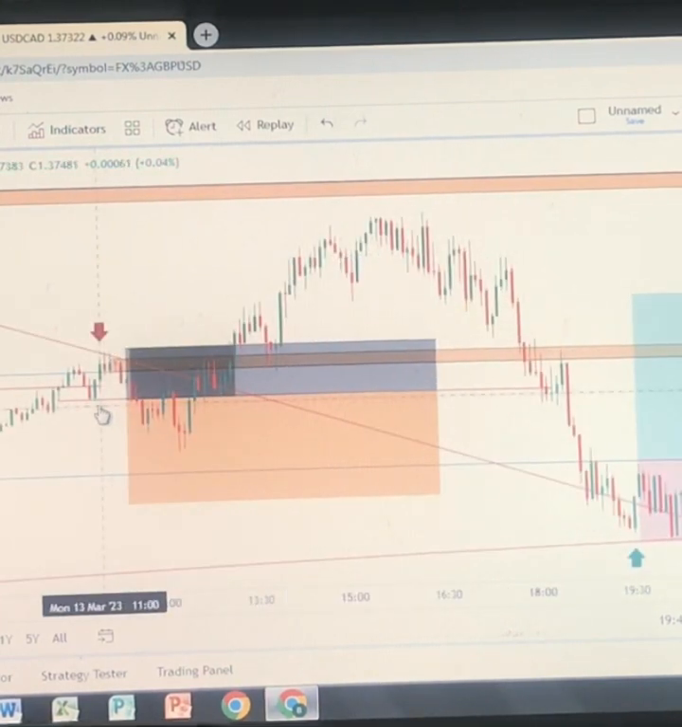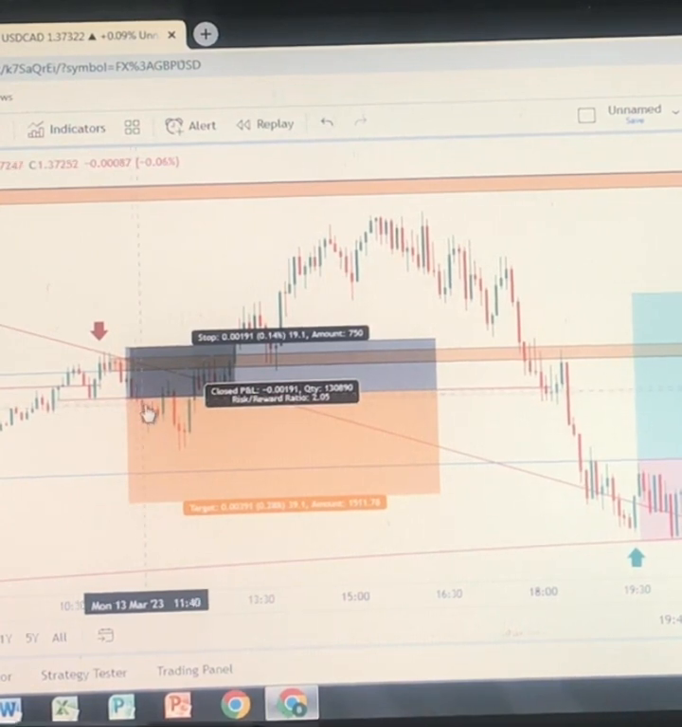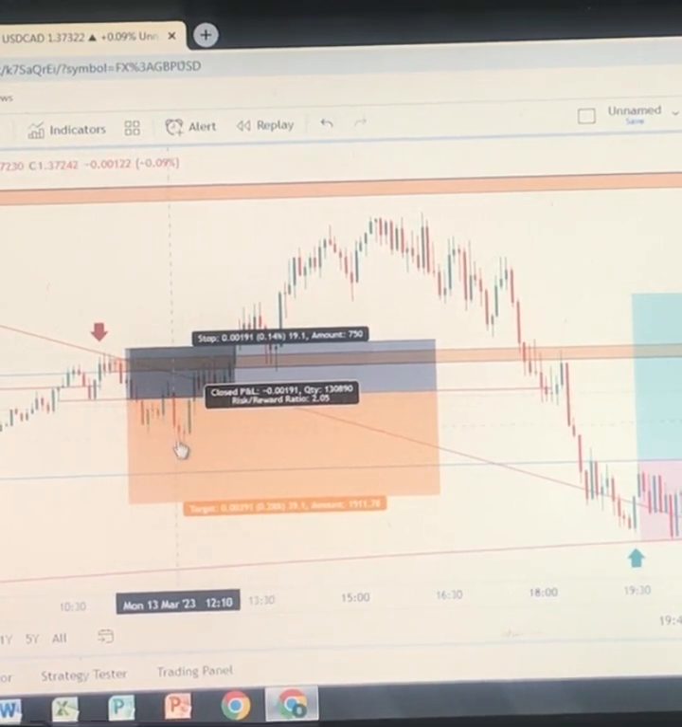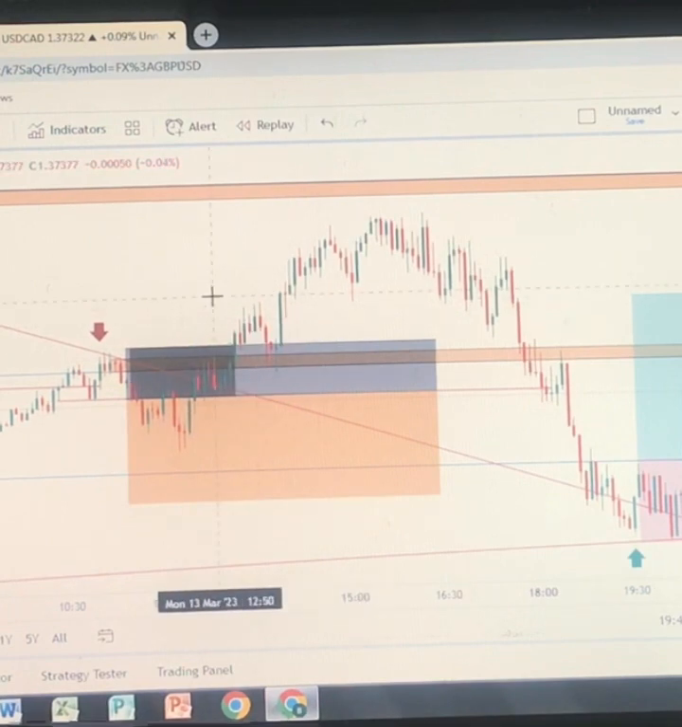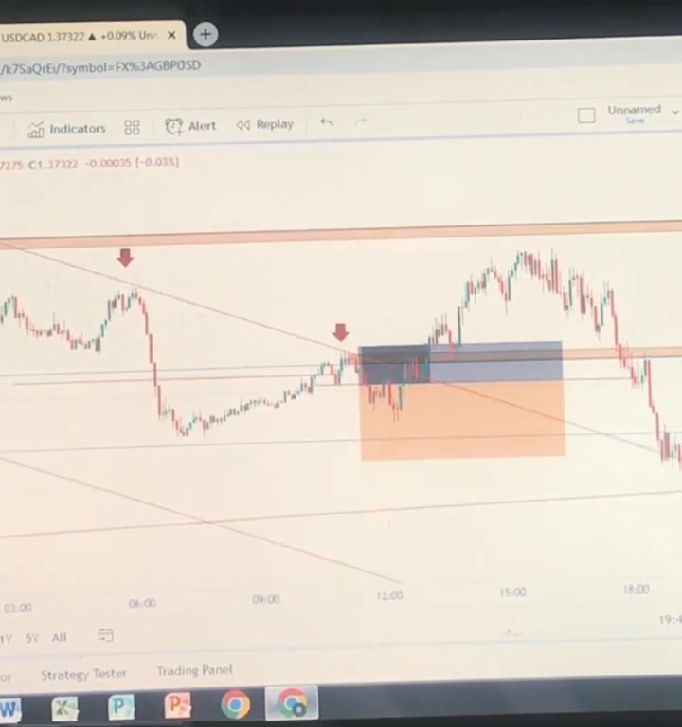I was waiting for the breakout of the previous low. When the market broke the previous low, I was sure. Then I took this trade. I took a sell here. It went to my direction, but before I even shifted my stop loss to break even, the market went against me. So yes guys, that's the trend line strategy there.